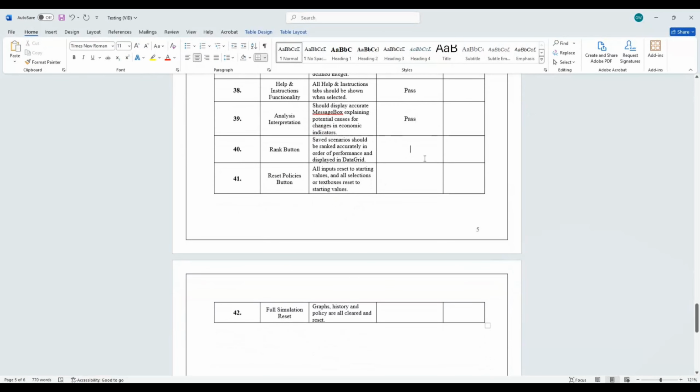Moving on, test 40 is the rank button. So based off the saved scenarios that the user has, a merge sort algorithm will compare each scenario based off performance targets. So they're weighted based off GDP growth. However, they also take into account the unemployment, current account balance, inflation, debt, etc. And they start off with a score, and the score is deducted as the negative factors come into play for the simulation.